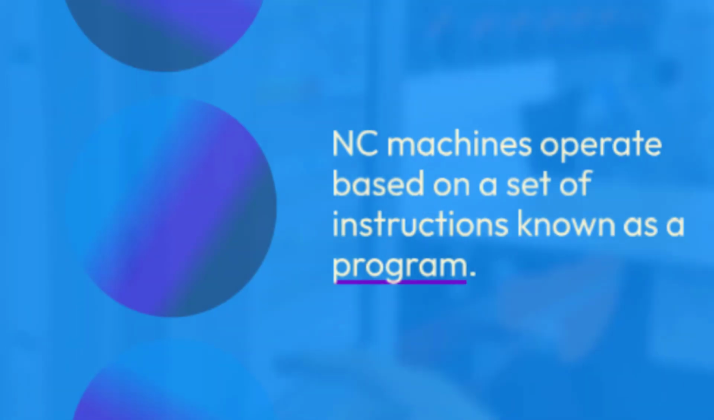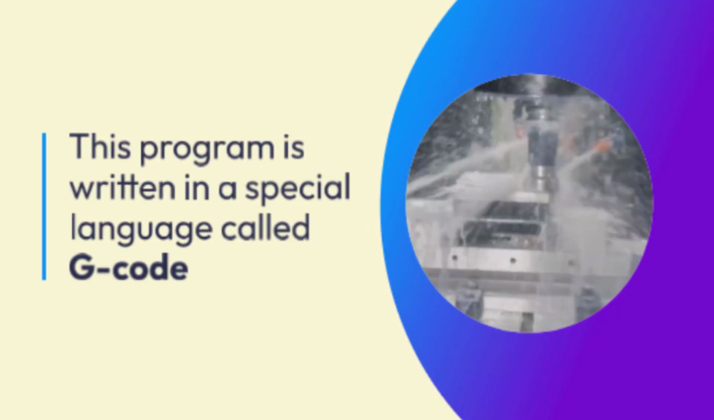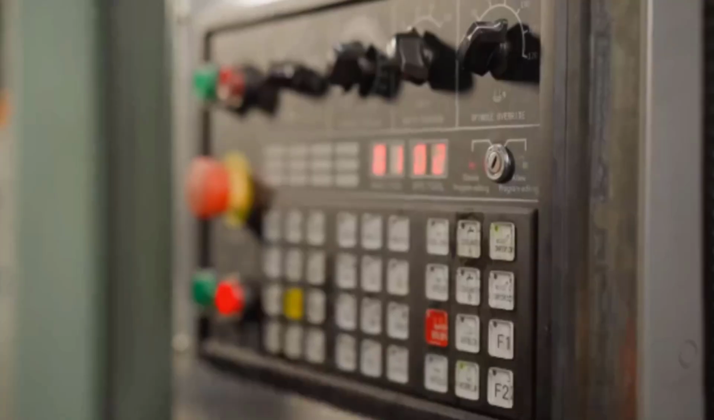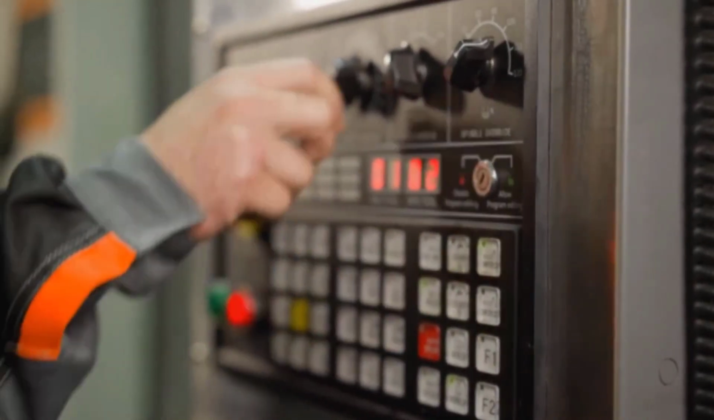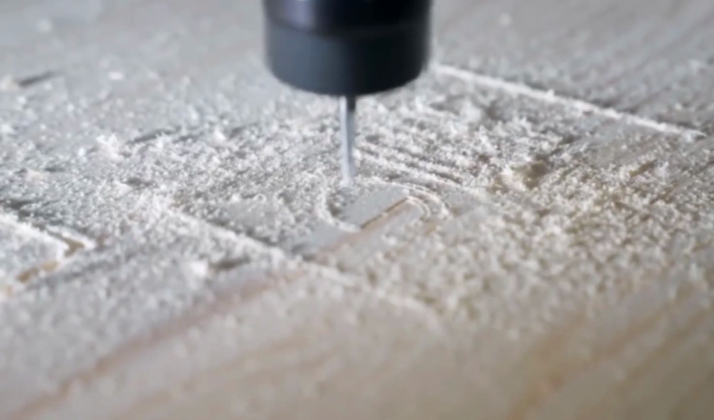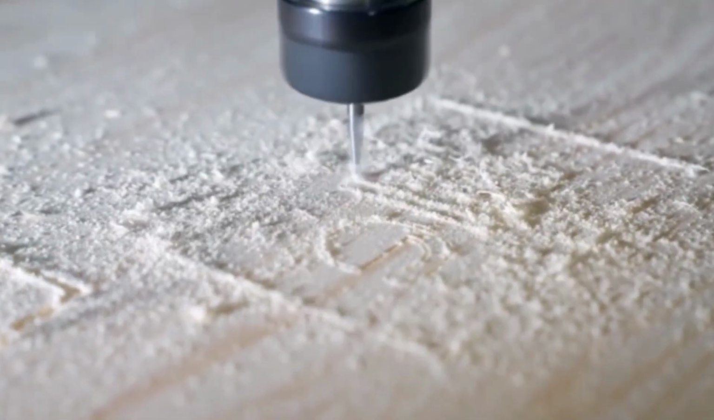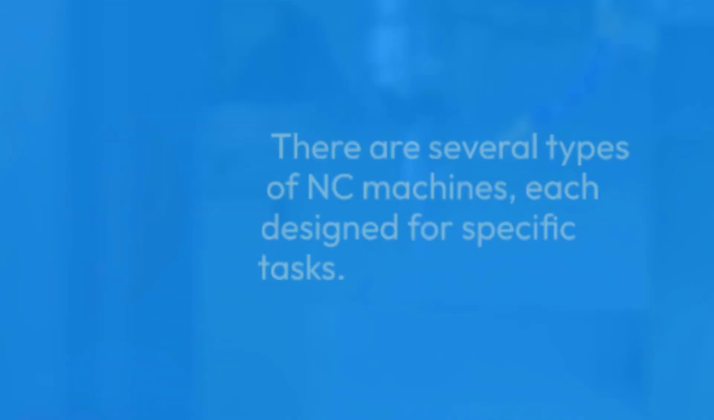NC machines operate based on a set of instructions known as a program. This program is written in a special language called G-code, which tells the machine how to move, what speed to use, and what operations to perform. The machine's controller interprets these instructions and executes them with precision.